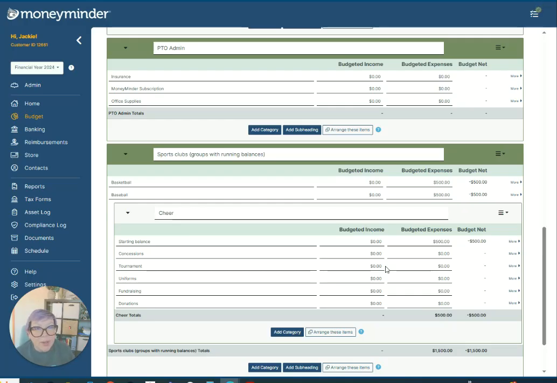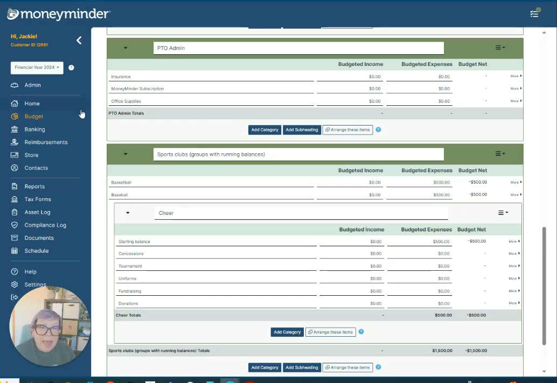So in this scenario, I have basketball, baseball, and cheer, and I've showed you a few different ways that you can set them up. In this scenario, I'm going to assume that my organization is starting them off with $500. So this is their first year of the school. We've given them all three $500 as of July 1st of 2024. Throughout the year, we have logged some banking transactions. So they have done some fundraising and they have made some expenses and we've paid them.